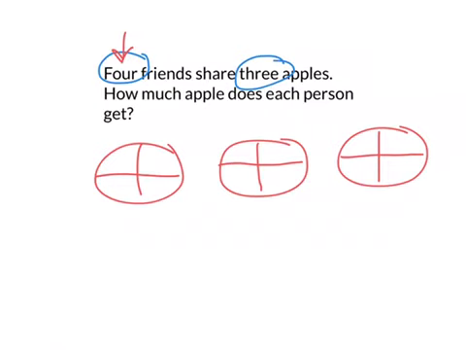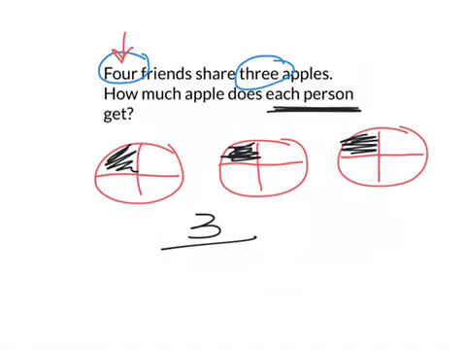What's the next step? We need to color in 1 piece because we want to know each person. So 1 piece of each apple. So color in 1, 1, and 1. Now we have to write the fraction of the ones that are colored in. How many are colored in? 3. So 3 becomes our numerator or our top number.